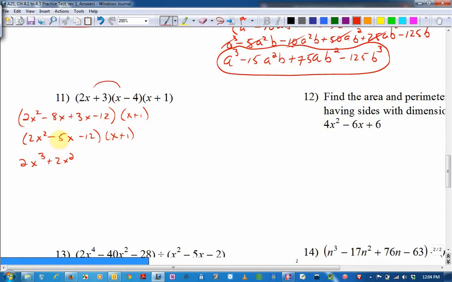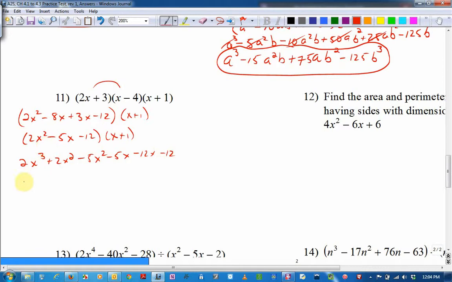Move to the negative 5x. Negative 5x times x is a minus 5x squared. Negative 5x times plus 1 is minus 5x. Move to the 12. Negative 12. Negative 12 times x is a minus 12x. Negative 12 times 1 is a minus 12.